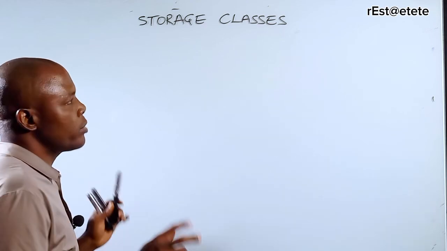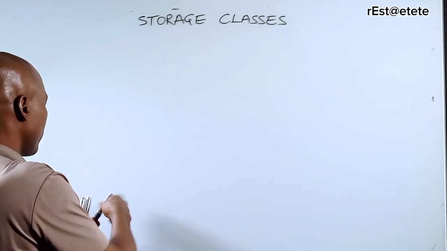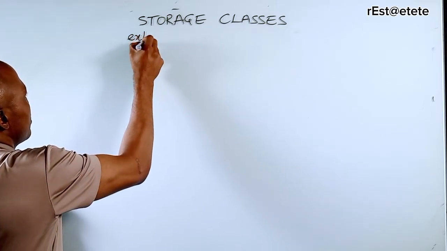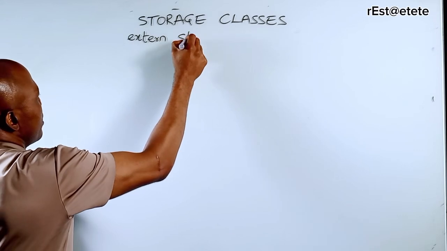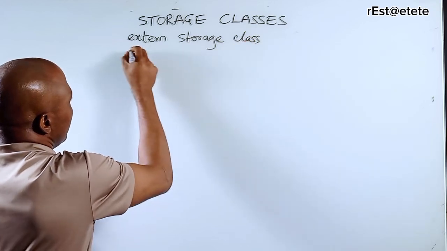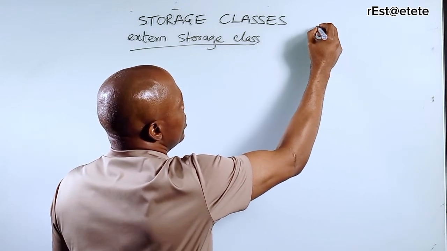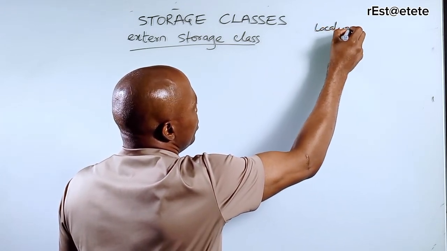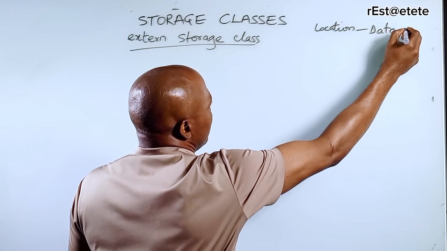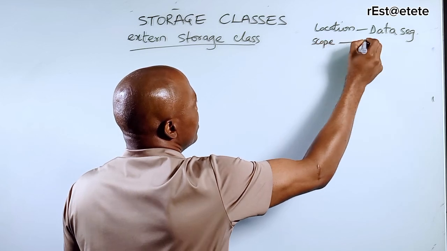Now, I'm going to write two programs to explain the external storage class. So today we are looking at the external storage class, all right? And then we are still using this blueprint. The memory location will be what? In the data segment. Then the scope, in this case, is global.